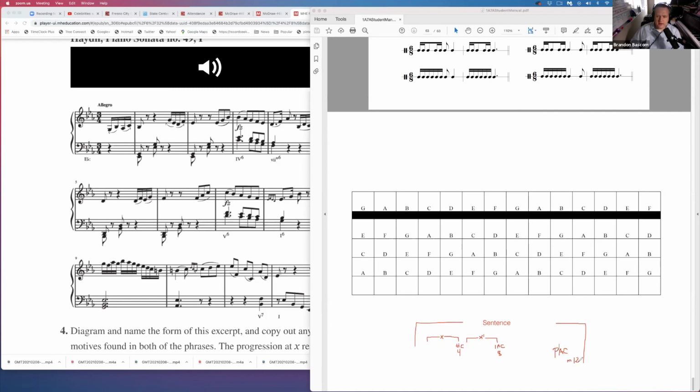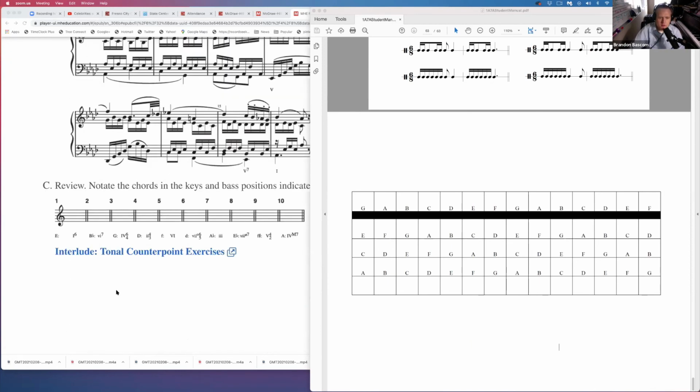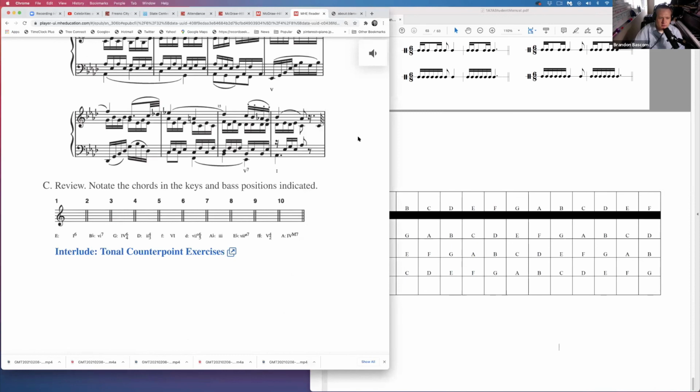All right, I want to leave Haydn, and I want to leave diagrams because I'm sick of them. Two questions in the chat. Oh, yeah, that was like 5 minutes ago. Okay, I want to go over to the last part of our workbook assignment, which is this chord part. It's just a review. Can you notate the chords in the keys and bass positions indicated?